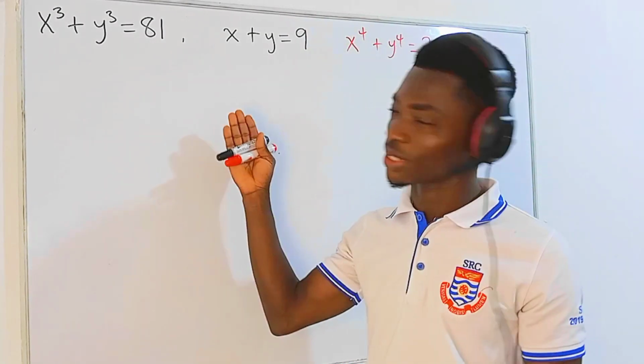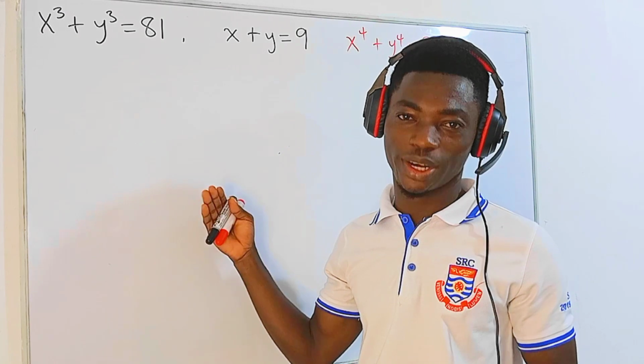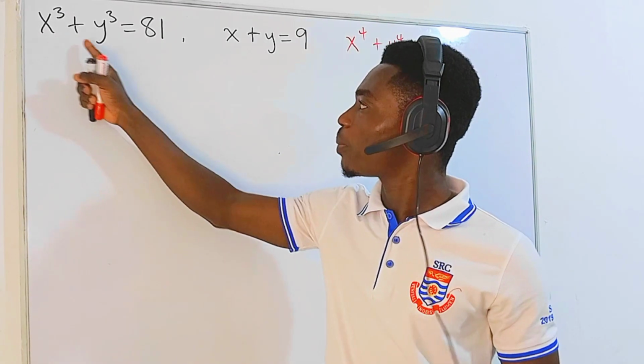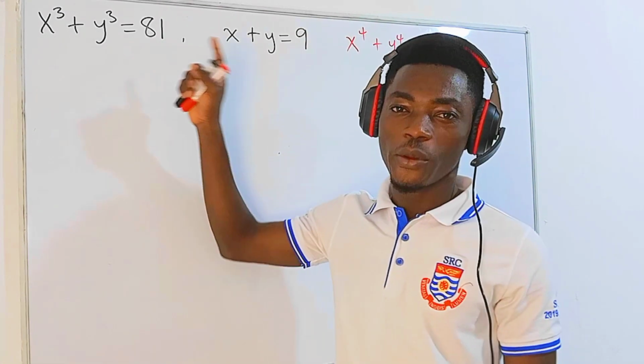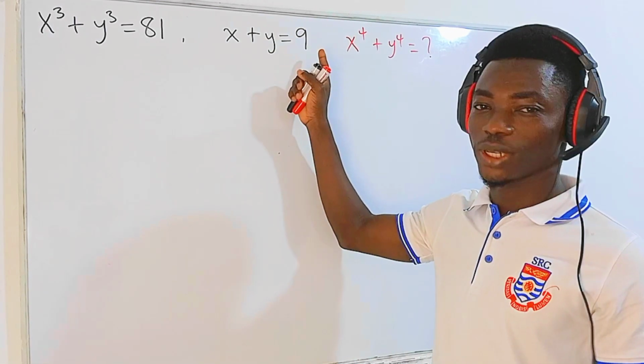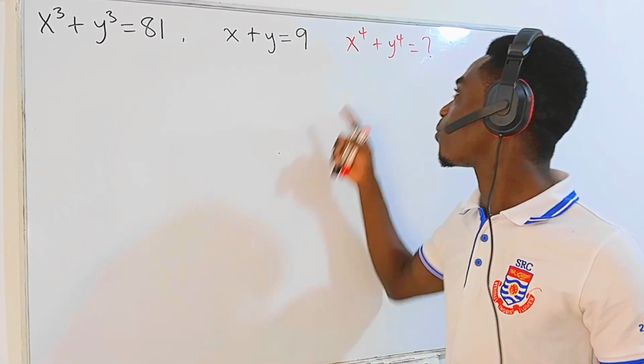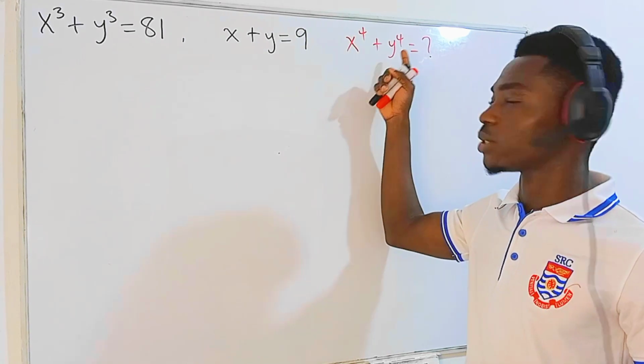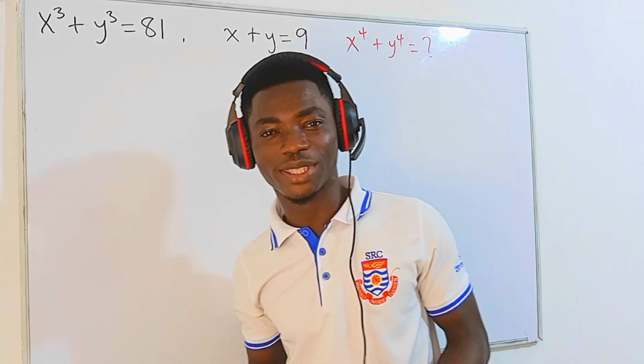Today we have this question right here, system of equations, pretty interesting one. We have x cubed plus y cubed is equal to 81. We also have x plus y is equal to 9, and we want to figure out the value of x to the fourth power plus y to the fourth power. Pretty interesting one, like I said.